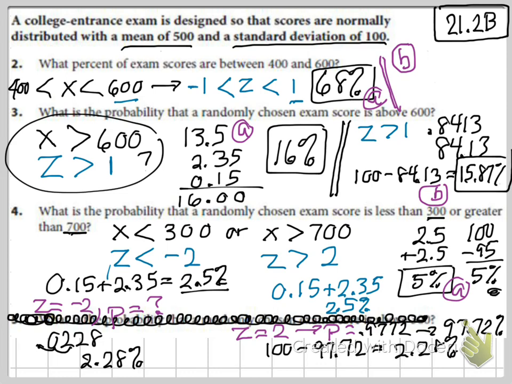Both of those were the same. Here, both of those are the same. Once again, we're going to take 2.28 and add 2.28 and end up with 4.56% for our final answer.